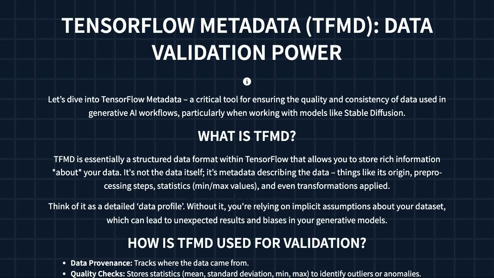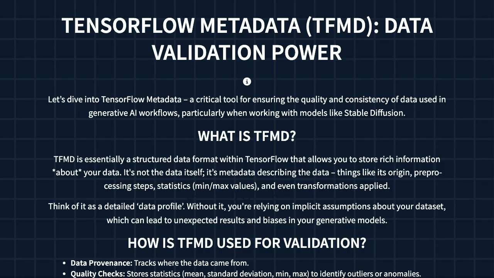Okay, so let's talk about something really helpful when working with generative AI, TensorFlow Metadata or TFMD. Basically, it's like a detailed report card for your dataset. It doesn't contain the data itself, but it describes it incredibly well. It tracks where the data came from, how it was cleaned up and modified, and even provides statistics to help you spot any weirdness or inconsistencies. This is super important because without this information, you're making assumptions about your data that could lead to unexpected results in your generative models. It's like having a built-in validation system directly within TensorFlow, ensuring everything aligns before it gets fed into the model.